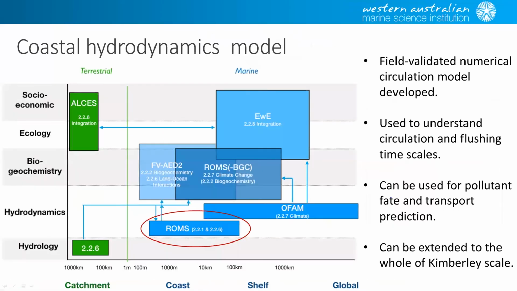And to remind you, what you've seen is where this model fits in the hierarchy, and it's a tool that can be used for quantitative prediction of transport, of pollutants, fate and transport. It can be extended to larger scales and linked to some of the other concepts and projects that are going on in here. Thank you for your attention.